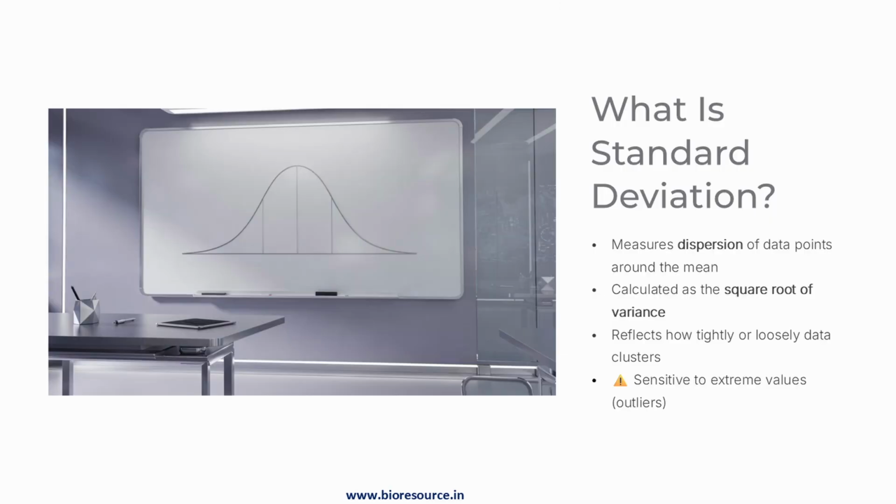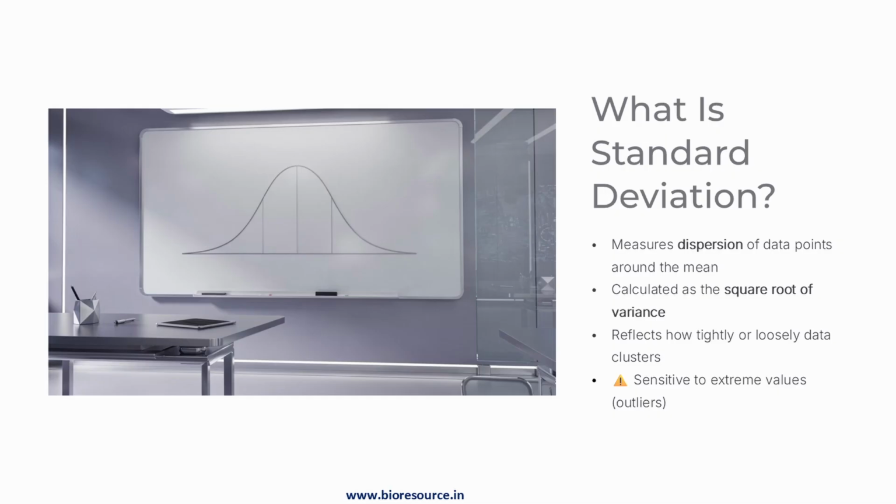Standard deviation is simply a measure of how spread out your data is. If your values are close to the mean, the standard deviation is low. If they are scattered, the standard deviation is high. It tells you how consistent or variable your data really is.